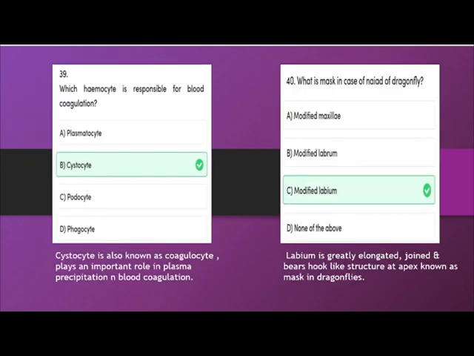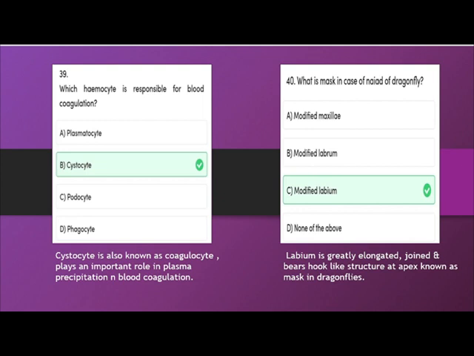Please comment down below what cucurbitacin C acts as in case of red spider mite. Now let's talk about question number 39. Which hemocyte is responsible for blood coagulation? And the answer is B, schistocyte. The schistocyte, also known as coagulocyte, plays an important role in plasma precipitation in blood coagulation.